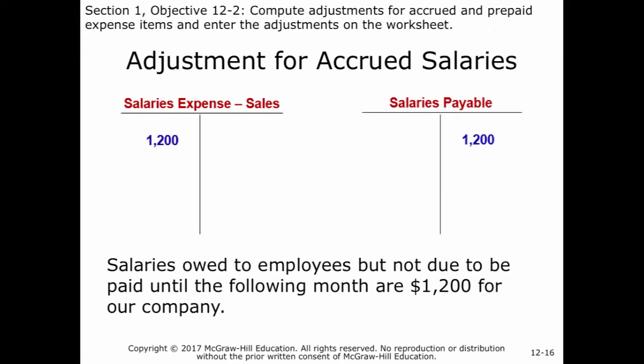To visually show again with T accounts, we have salaries owed to employees but not due to be paid until the following month for the amount of $1,200 for this company. And this represents the amount of payroll that occurred in the current year. So what we need to do is debit salaries expense for $1,200 and credit salaries payable for the same amount.